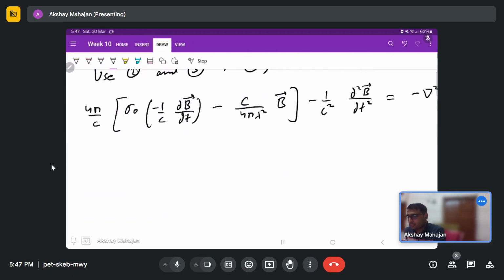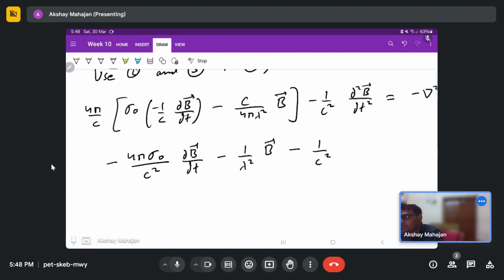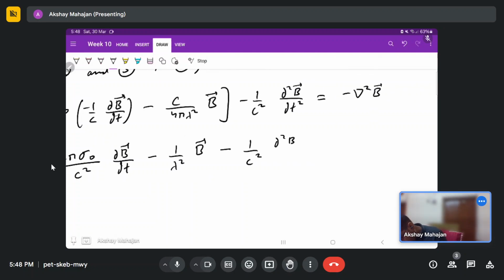Now from here, if I take this inside, I will get minus 4 pi sigma naught by C square del B vector del T plus 1 by lambda square B vector minus 1 by C square del square B vector by del T square, which is equal to minus del square B vector.